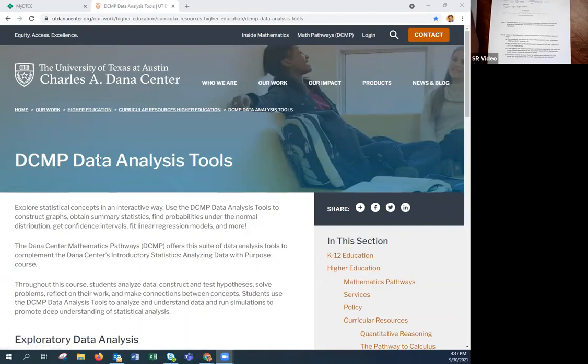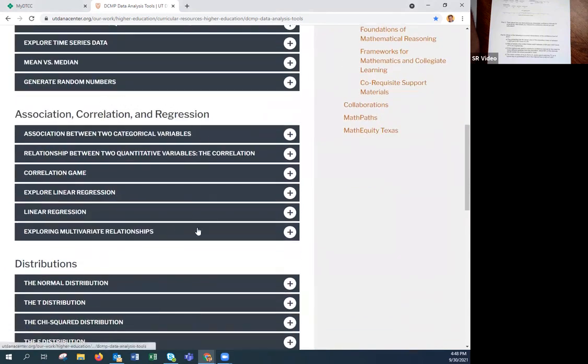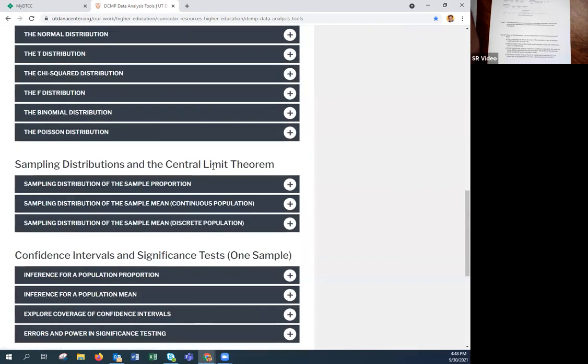So let me share my screen. Again, I have a bookmark for the Data Center Data Analysis Tools, which is a list of all the apps you've been using throughout the semester, and they're broken down by category. So here's exploratory data analysis, categorical and quantitative. This is what you did way back in lessons 1 through 5-ish. Correlation and regression, you did a little bit of this in lesson 5A, and most of this was in lesson 6. Distributions, normal, t-distribution, binomial, we kind of exposed those to you in lessons 8, 9, and 10. Central limit theorem and sampling distributions, this was earlier in the class.